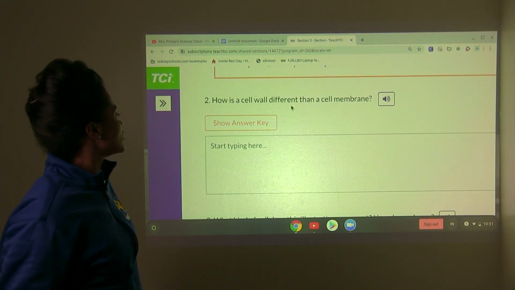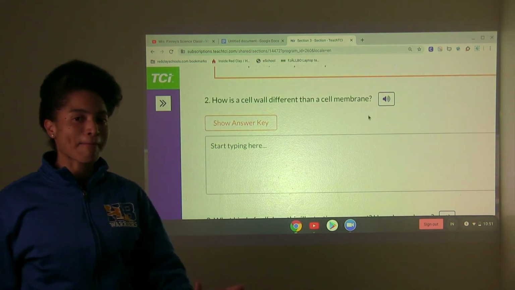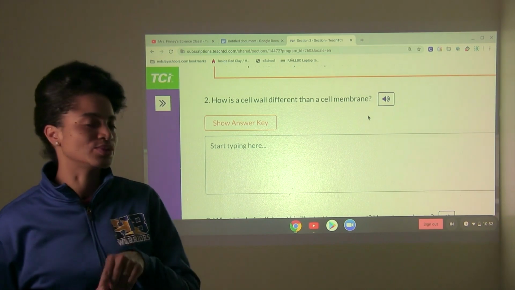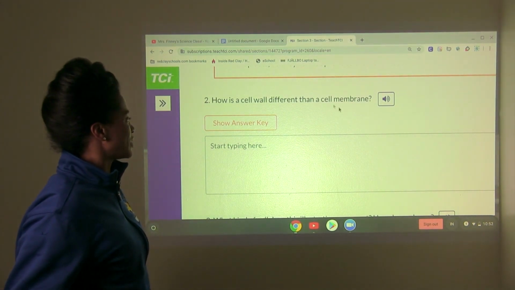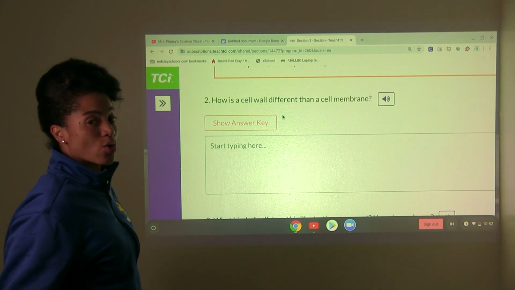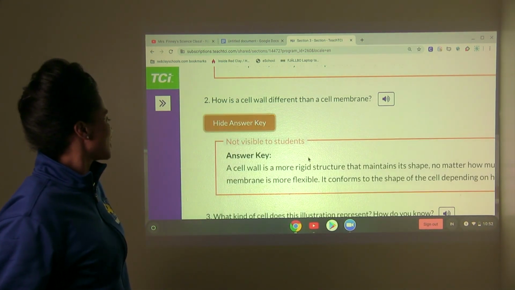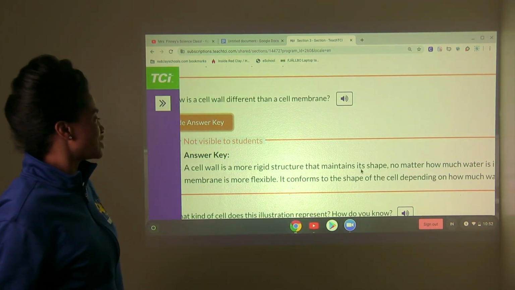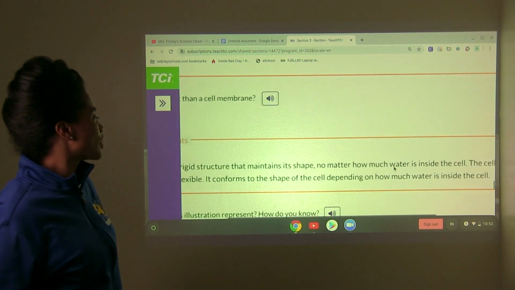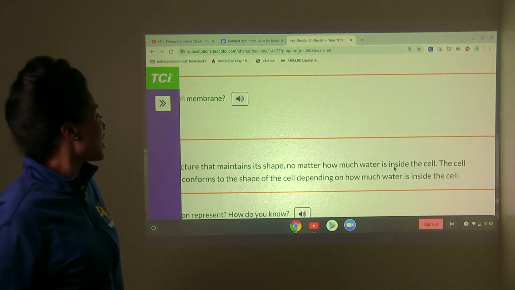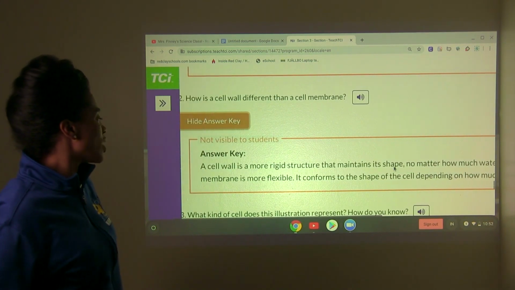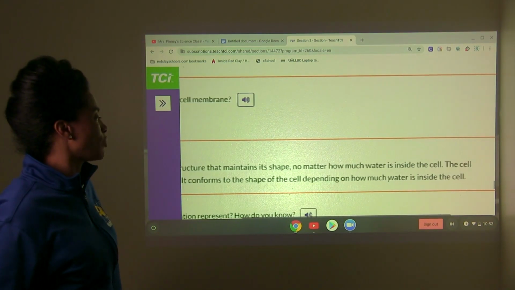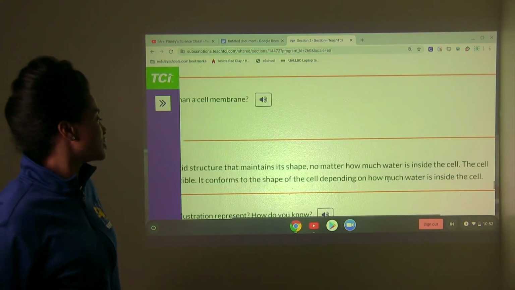How is a cell wall different than a cell membrane? Definitely needed to be in yesterday's class to answer this. What do you think? What did we learn today about cell wall? A cell wall is a more rigid structure that maintains its shape no matter how much water is inside the cell. Okay? The cell membrane is more what? Flexible. It conforms to the shape of the cell depending on how much water is inside the cell.